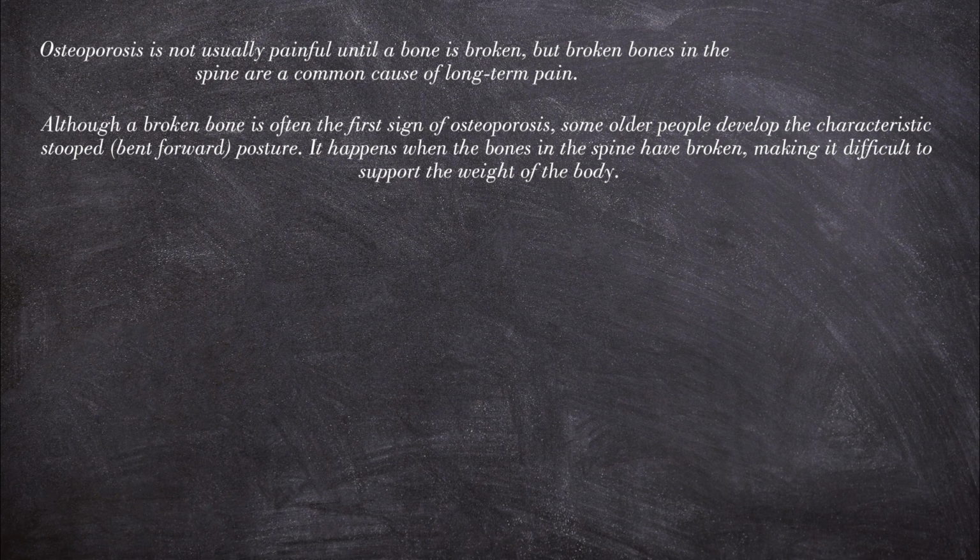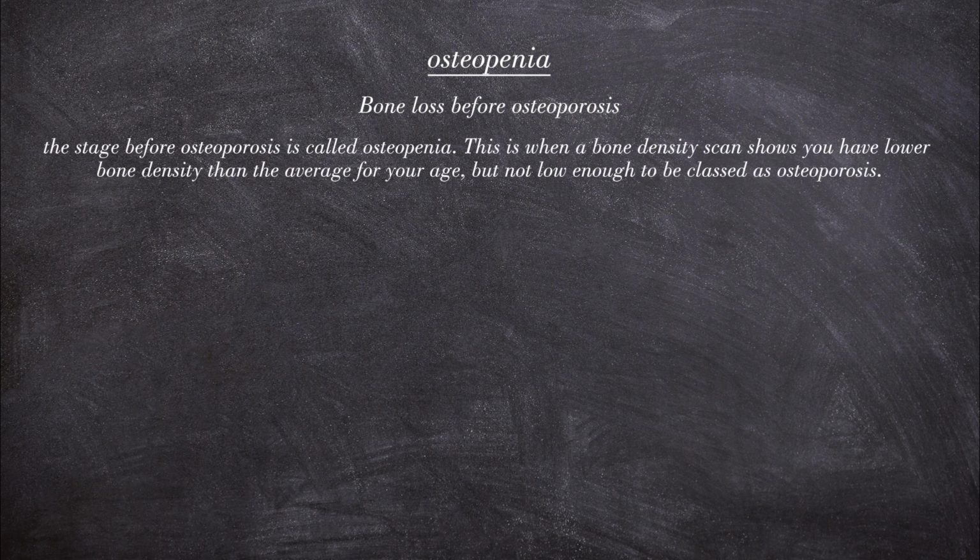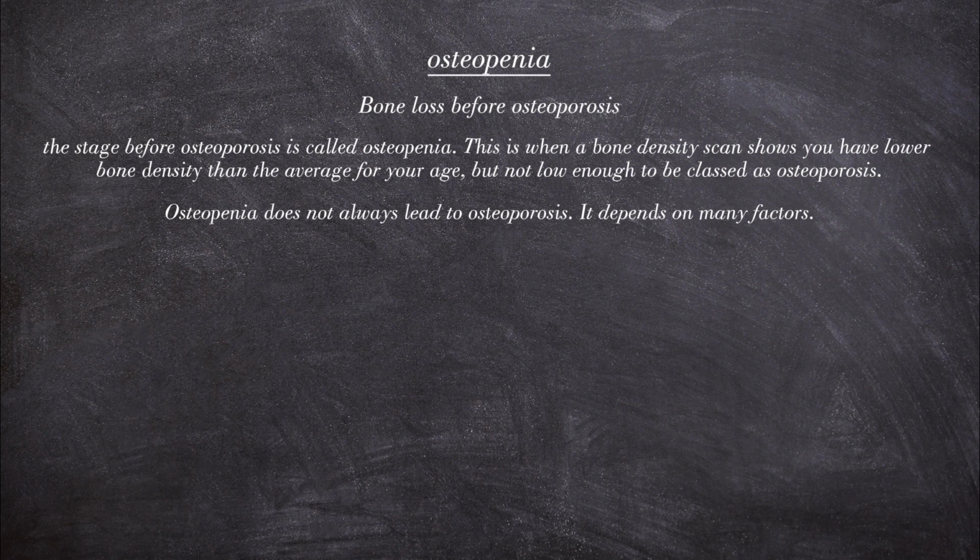Bone loss before osteoporosis: osteopenia. The stage before osteoporosis is called osteopenia. This is when a bone density scan shows you have lower bone density than the average for your age, but not low enough to be classed as osteoporosis. Osteopenia does not always lead to osteoporosis. It depends on many factors.